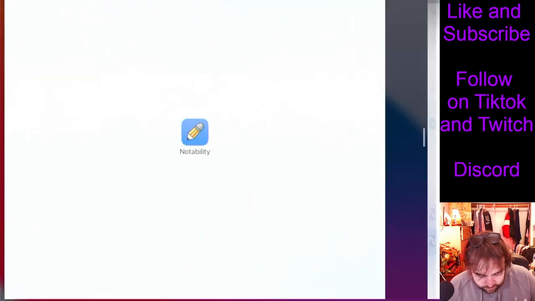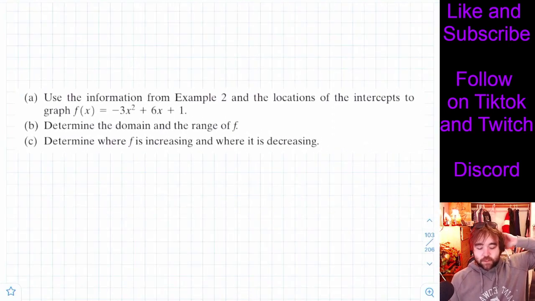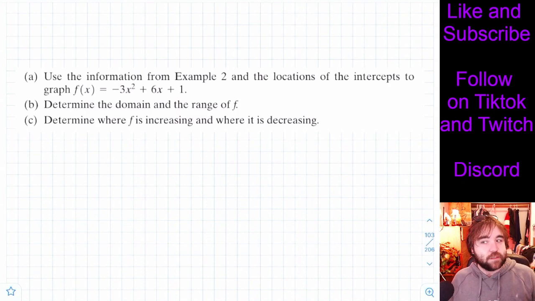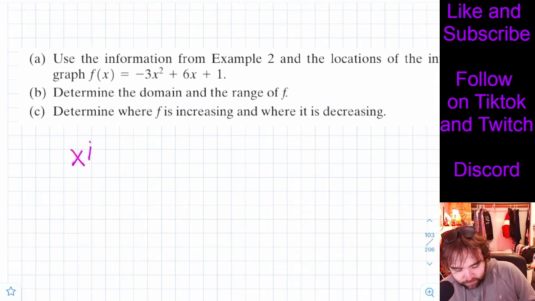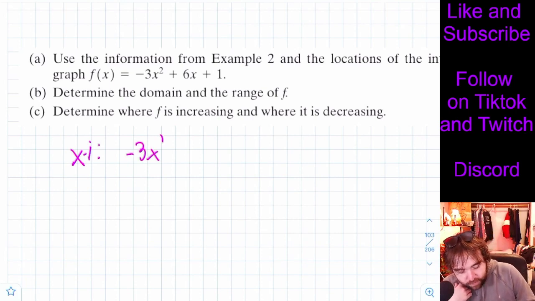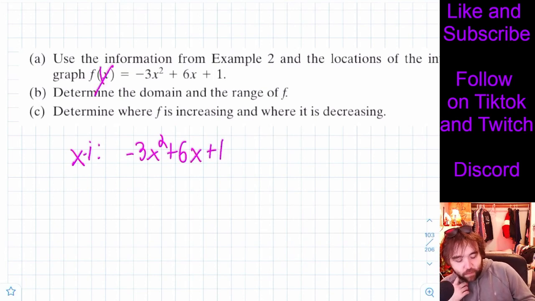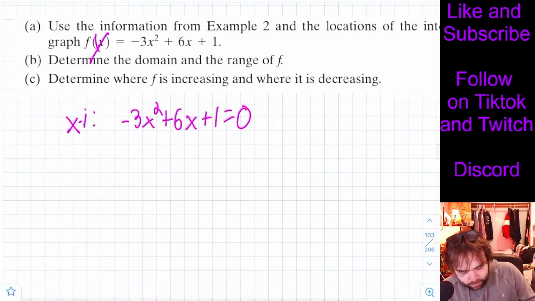Okay, what's next? Use the information from example 2 and locate the intercepts of the graph. Okay, we've talked about this so many times. You always find the x-intercepts and y-intercepts the same way. To find the x-intercepts, you set the whole equation equal to 0. So negative 3x squared. And when I say whole equation, I mean the y value, because remember f of x is the y value. So we're setting that equal to 0. And then we would factor it if we could, but it doesn't look like we're going to be able to factor this.